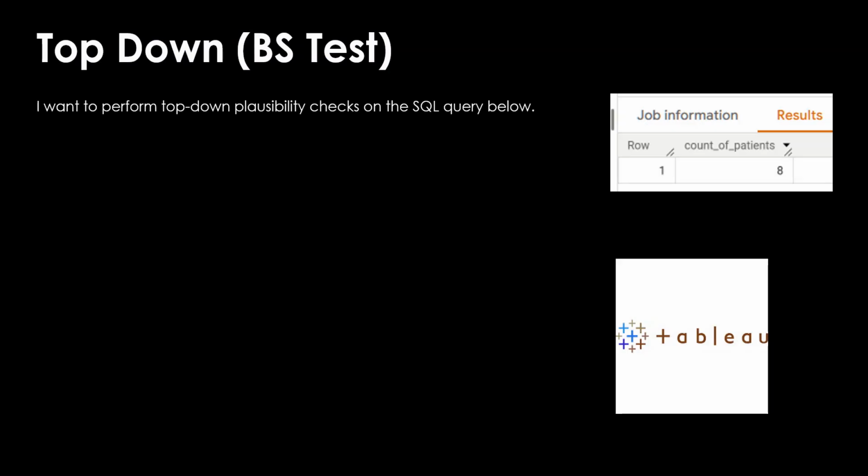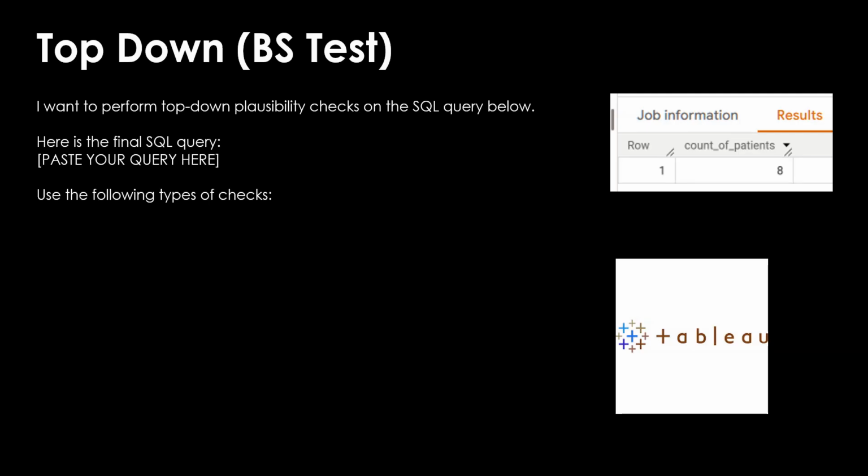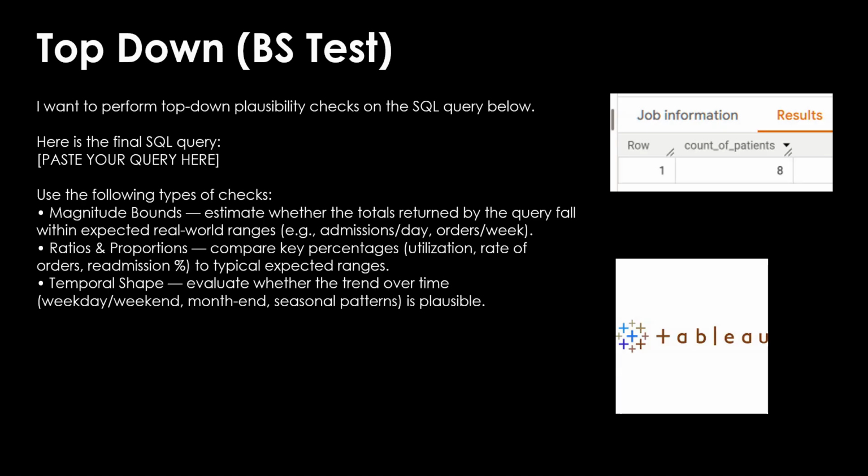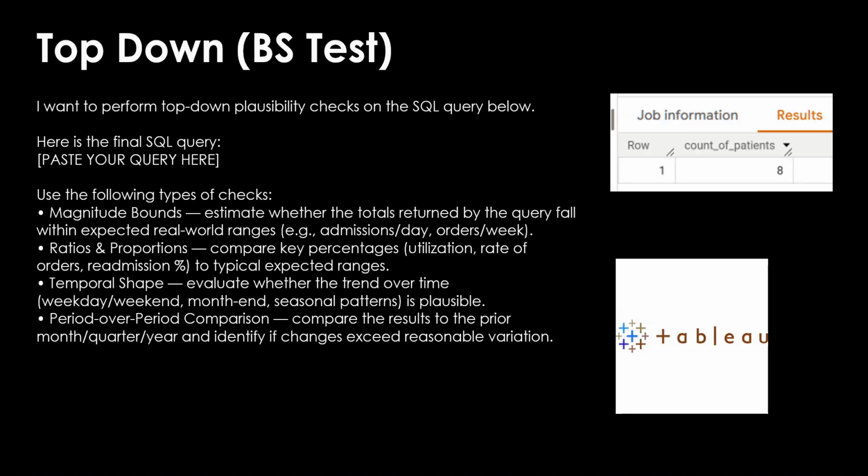I want to perform top-down plausibility and check on this SQL query, insert it there, and then use the following types of checks: magnitude bounds, ratios and proportions, temporal shape, period over period. Go ahead and start with this as an outline, but add some detail.